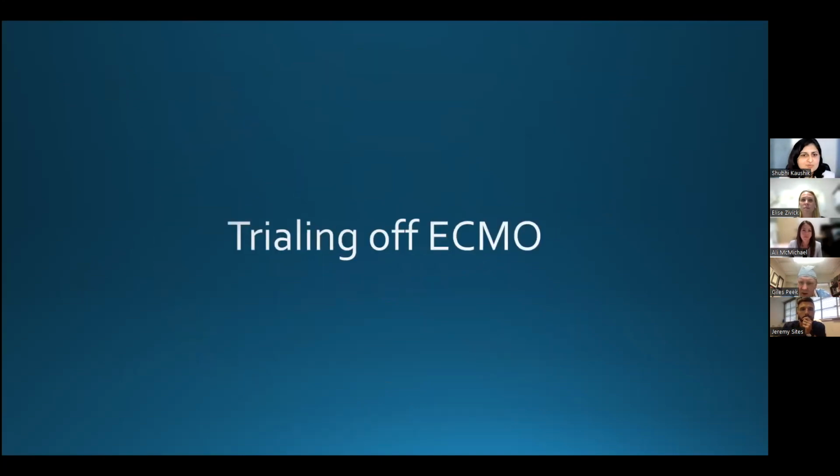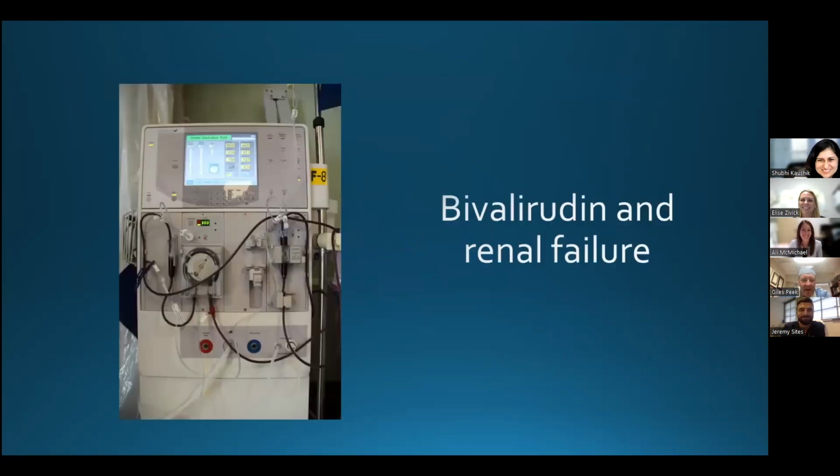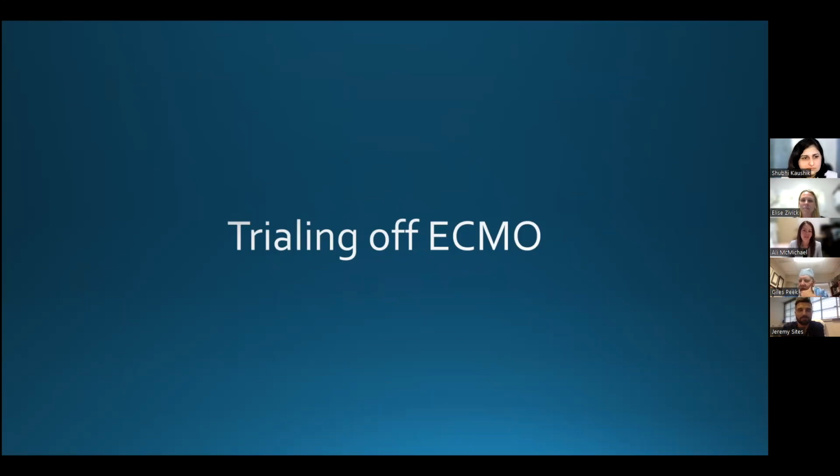So the big question is, how do you trial off ECMO? The trialing off issue depends on how you trial off. You can do clamp trials with bivalirudin perfectly well, and you can clamp the arterial cannula for 10 minutes perfectly safely. However, do you need to? Why do a clamp trial? You don't actually need to do a clamp trial. It would be far better, I argue, to do a pump-controlled retrograde trial off, and then keep the blood flowing the whole time.